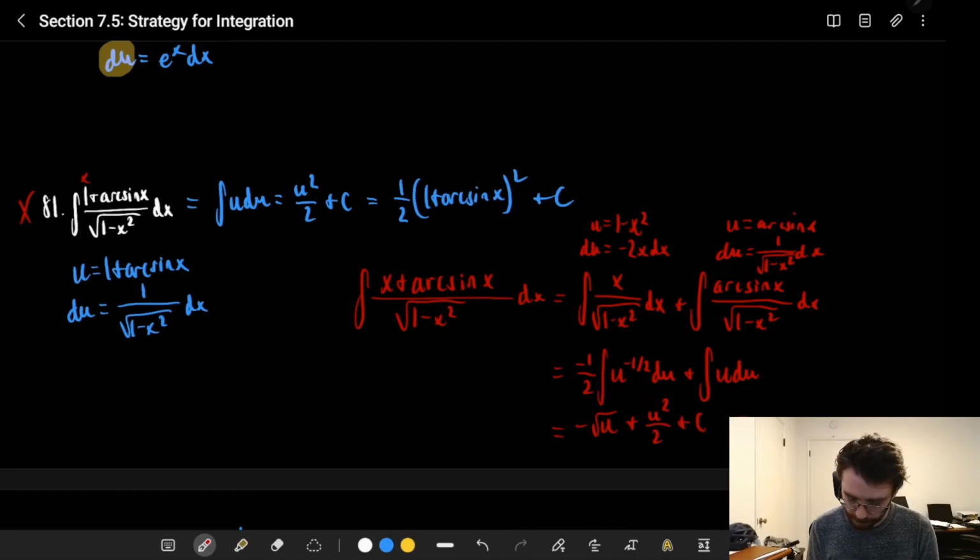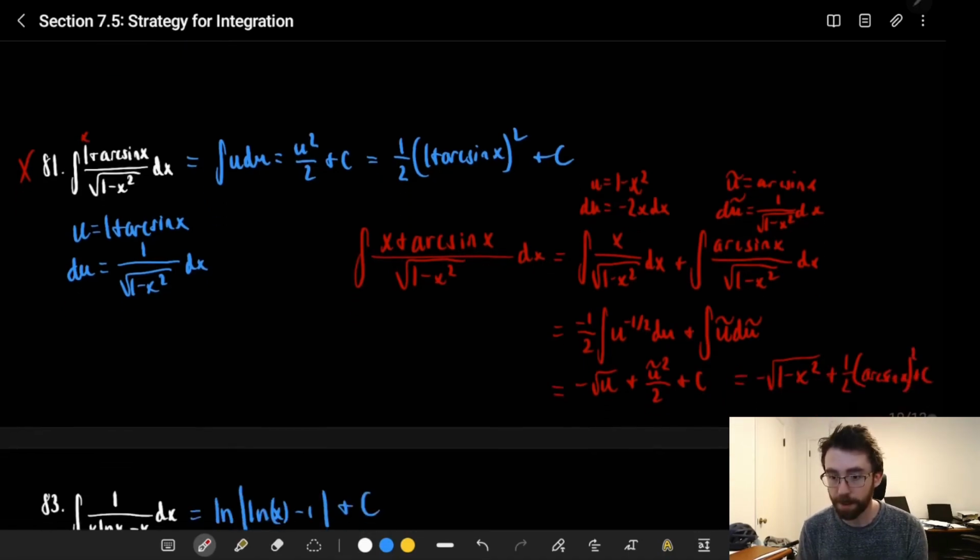And if you plug back in, I guess I need to be careful. I have two different u's floating around. This first u came from 1 minus x squared. So that's negative root 1 minus x squared. This second u, which maybe I should have called u tilde, was arcsine. So that's 1/2 arcsine squared, just like before, plus c. And we're done.